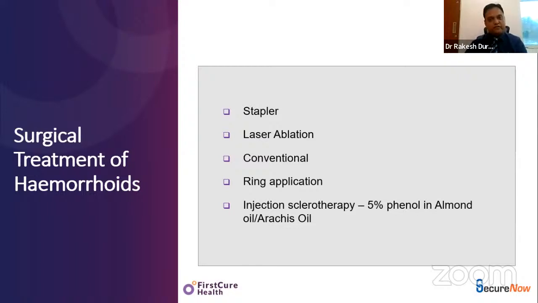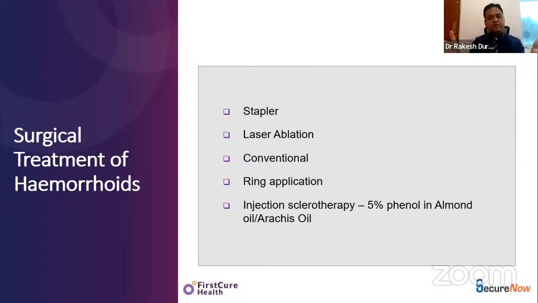There are certain ways that we do it. Number one is the stapler hemorrhoidopexy. Very common, very nice surgical procedure. Next is the laser ablation. By the laser, we ablate, we burn the hemorrhoids. Laser, if you see the full form, is light amplification by stimulated emission of radiation. So it burns the piles, the hemorrhoids, so they shrink and the passage increases.